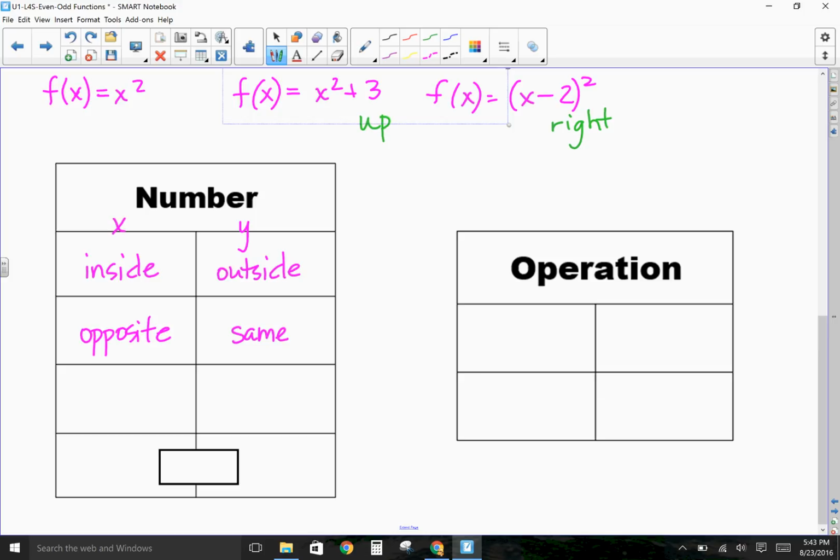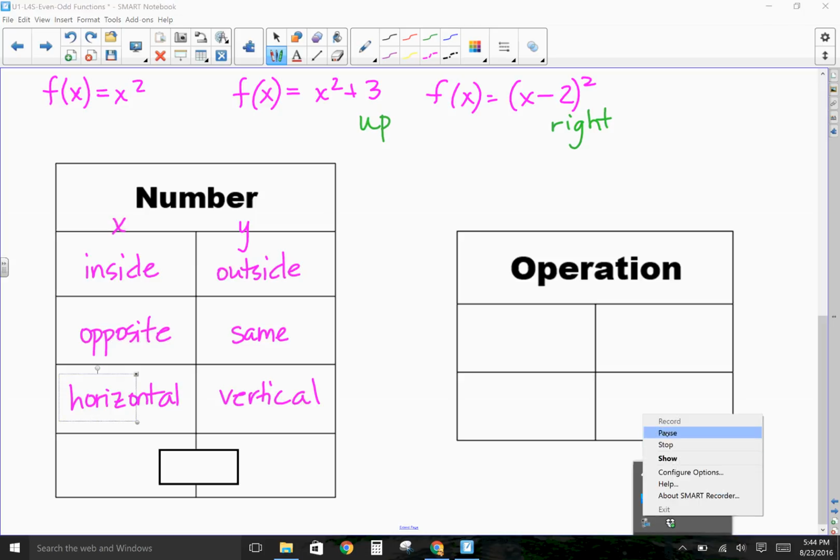We already know that x describes the horizontal motion, and y describes the vertical motion. All right, I'm going to pause for 1 second.